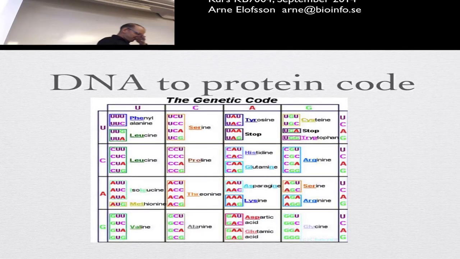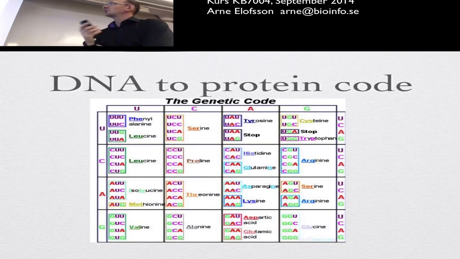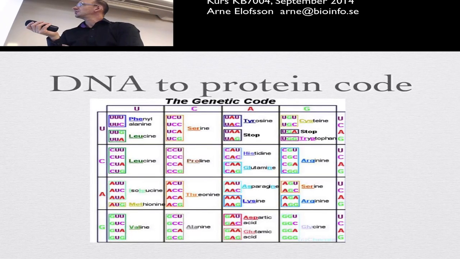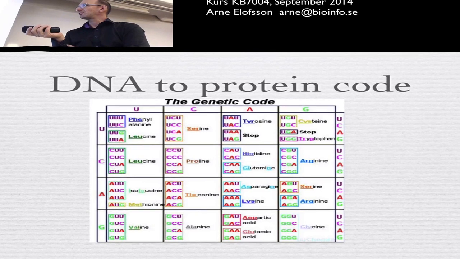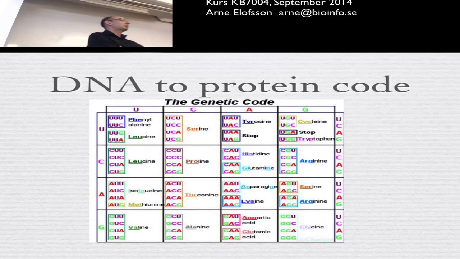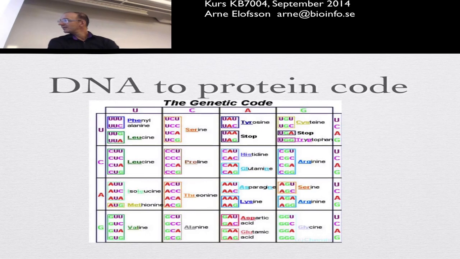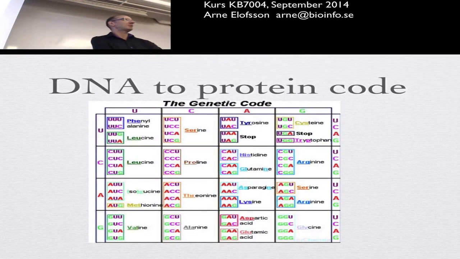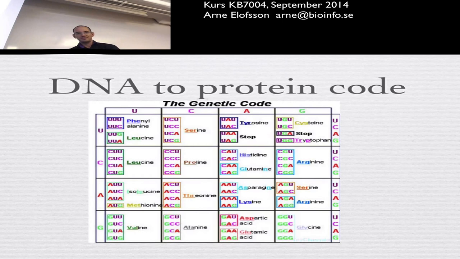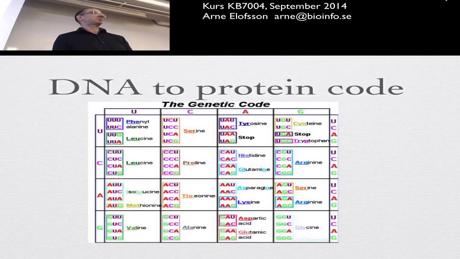As I said, the protein consists of 20 amino acids. So there are 20 different amino acid types. I'll come back to them in a second. But it uses three different nucleotides to generate one amino acid. So we have 4 to the power of 3, which is 64. So 64 different triplets. But we only have 20 amino acid types.